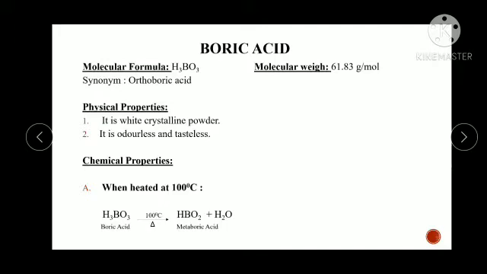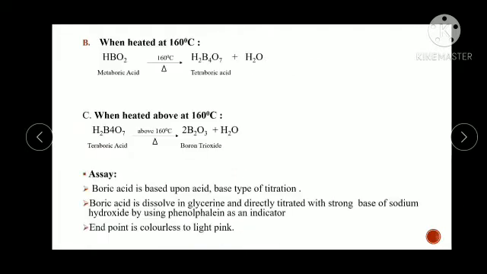Next point is the chemical properties. First chemical property is when it is heated at 100 degrees Celsius: boric acid gives metaboric acid plus water molecule. Then next, when heated at 160 degrees Celsius, the metaboric acid gives tetraboric acid with water molecule. Then third, when heated above 160 degrees Celsius, the tetraboric acid gives boron trioxide with water molecule.